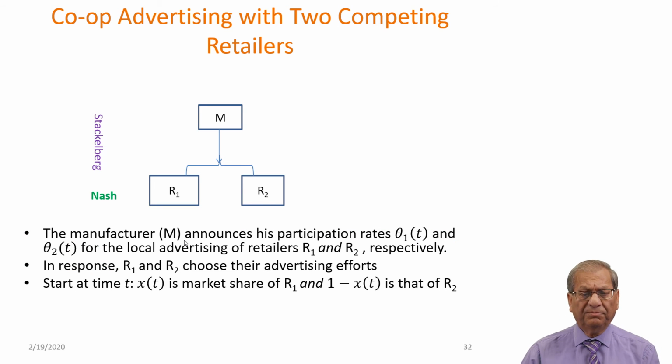In this paper, we have a manufacturer and 2 retailers that are competing, and the manufacturer supports the advertising expenditure of retailer 1 and retailer 2. And these participation rates are given by theta 1 and theta 2, as you can see here. And x(t) is the market share of retailer 1, and 1 minus x(t) is the market share of retailer 2.